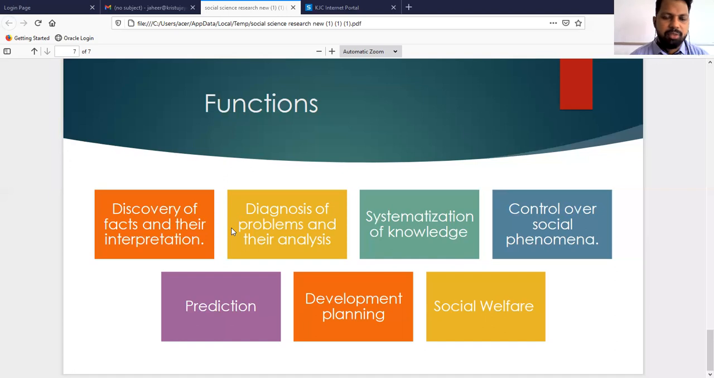So these are the functions of social science research: the discovery of facts and their interpretation; diagnosis of the problem and analysis, providing a solution for that problem; systematization of knowledge, as research is carried out in a systematic manner; control over social phenomena; prediction of a particular course of events; development planning; and social welfare. These are some of the functions of social science research.